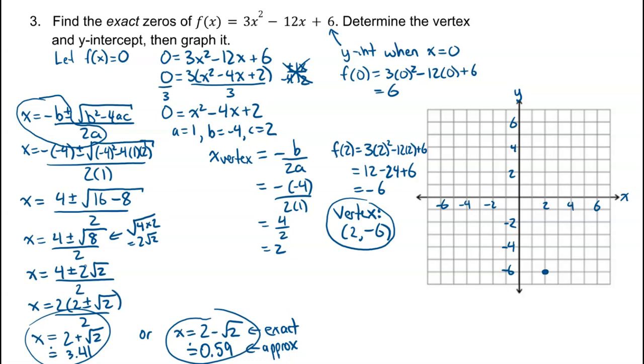Now I'm going to label the vertex, 2, -6. Then I'm going to label those two zeros. They were 0.59 and 3.41. And then I'm going to label the y-intercept up there at 6. Now because of symmetry, we know that the y value will be 6 also when x equals 4. That's because the vertex is at x equals 2, so the y values are going to be the same on both sides of that. So we go ahead and draw our curve through those points, and we can label that with our function. That is the graphed function after finding all that we were asked.